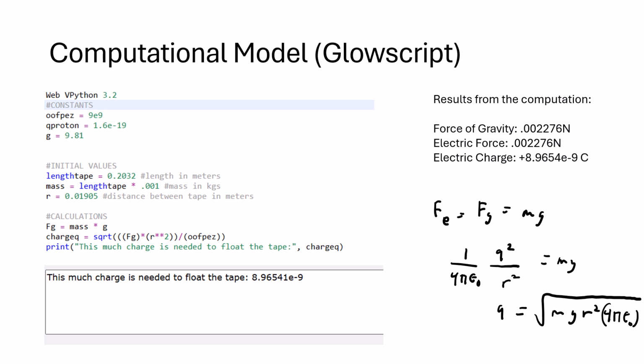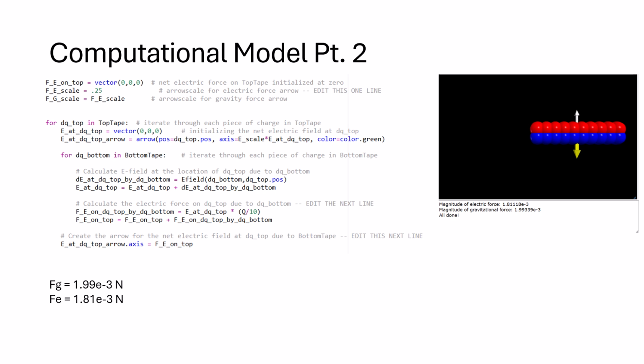By doing this, we find the force of gravity to be 0.002276, electric force to be equal to that, and the electric charge to be 8.96 times 10 to the negative 9. In part 2 of our GlowScript model, we now look at the pieces of tape as line charges rather than singular point charges. This led to a different final charge as well as a different force of gravity. We will analyze these discrepancies in the next slide.